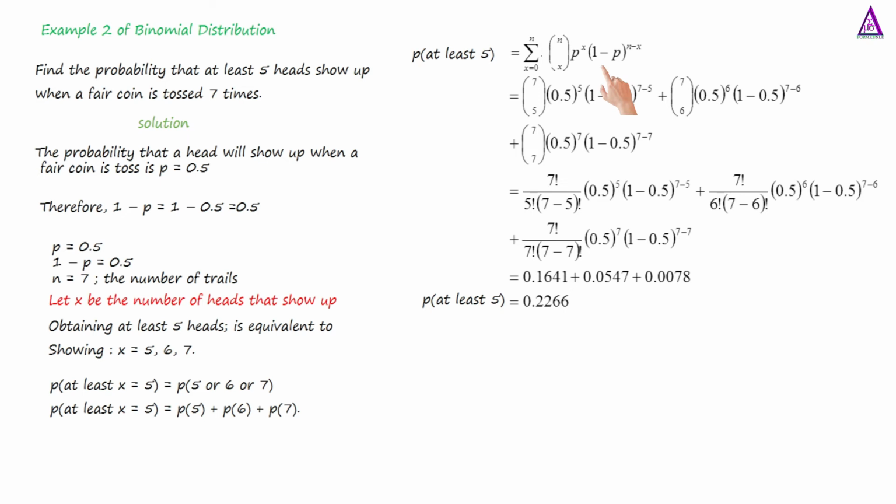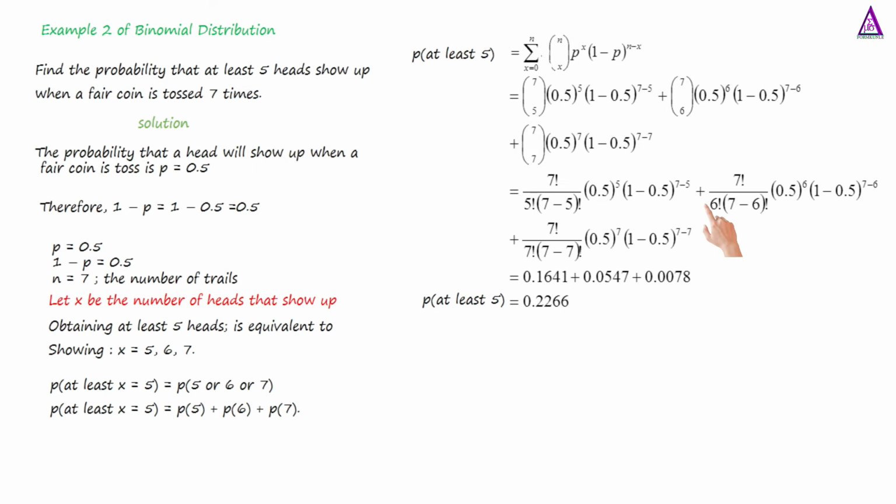So we have 7 combination 5 in the bracket 0.5 raised to power 5 into bracket 1 minus 0.5 raised to power 7 minus 5, plus 7 combination 6 multiplied by bracket 0.5 raised to power 6 multiplied by bracket 1 minus 0.5 raised to power 7 minus 6, plus 7 combination 7 multiplied by 0.5 raised to power 7 multiplied by bracket 1 minus 0.5 raised to power 7 minus 7. And this combination is expanded here.